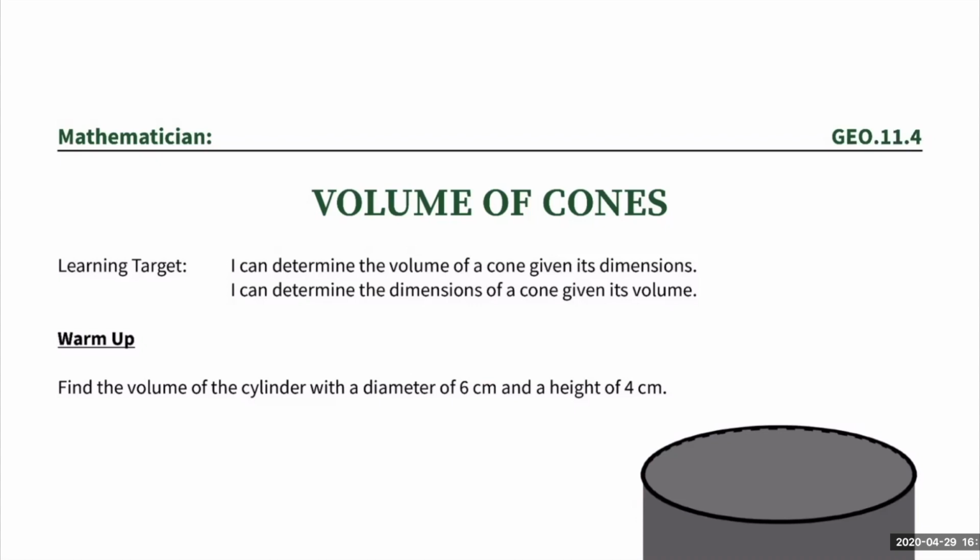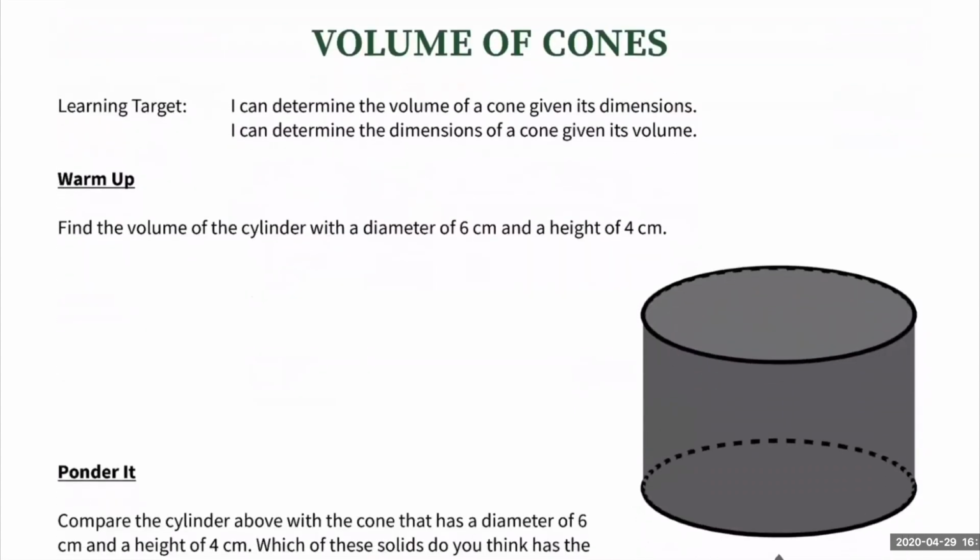Before we get into cones, though, we're just going to do a quick little warm-up here to remind you of where we've been. So find the volume of the cylinder, right, this cylinder over here. If the cylinder has a diameter of 6 centimeters and a height of 4 centimeters. All right, take a moment to pause the video now and try this warm-up on your own.